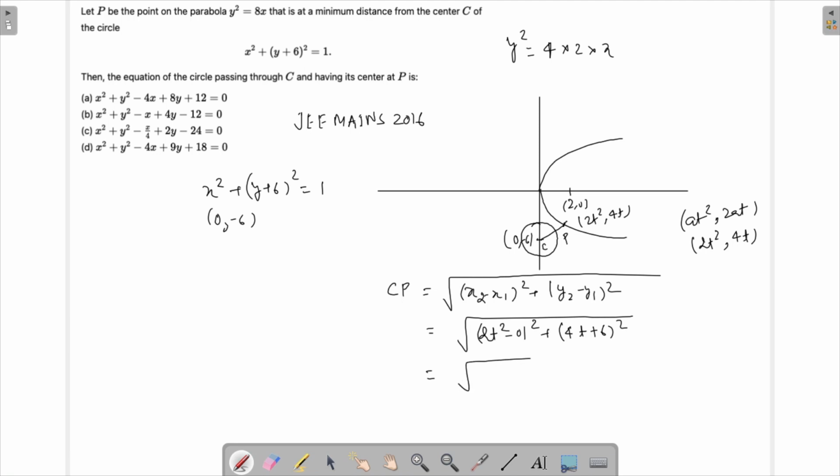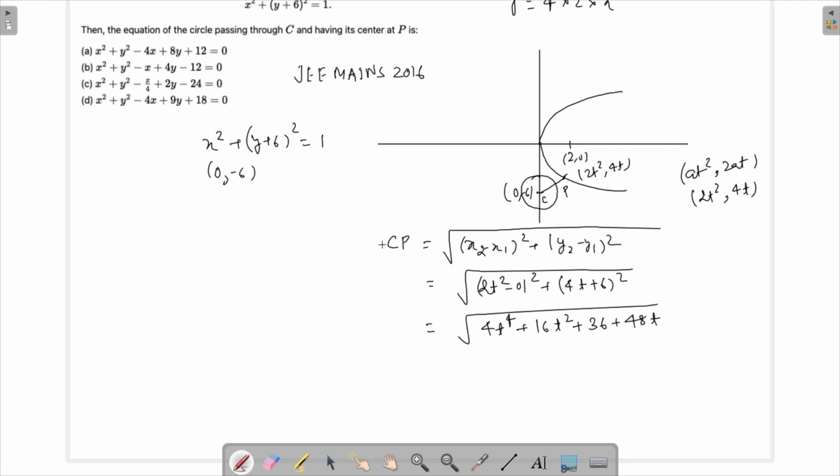So this will become 4t square plus 16t square. No, this is going to be 4t raised to the power 4, right? Because there is already a t square here. So 4t raised to the power 4, 16t square plus 36 plus 48t.